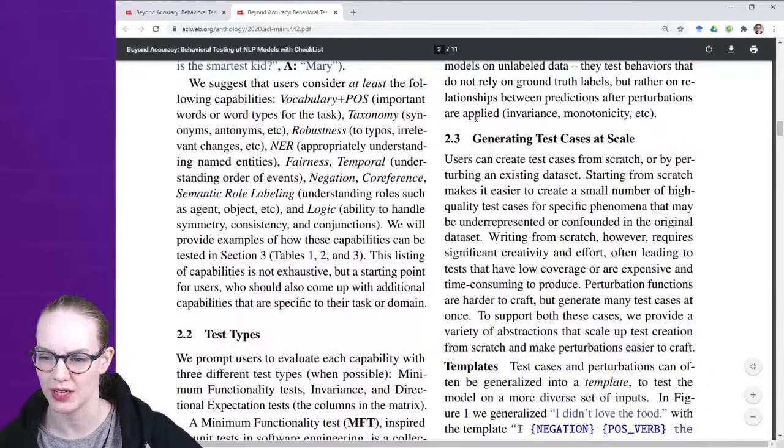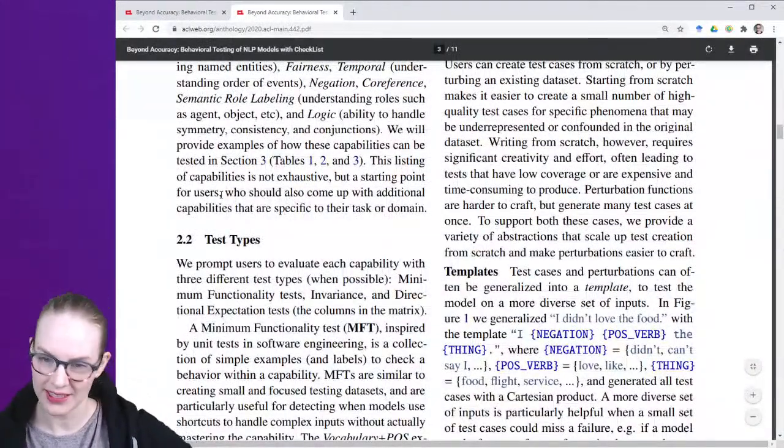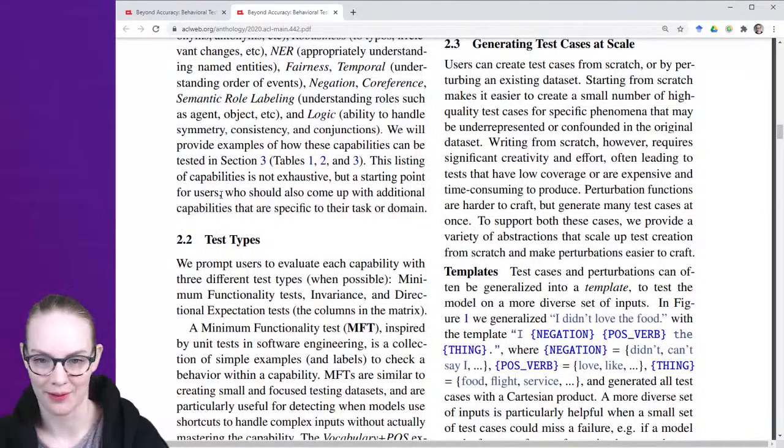I believe we ended up with section 2.3. So test types. Hey, Faiza. Or Faiza, I'm sorry if I'm saying that wrong.